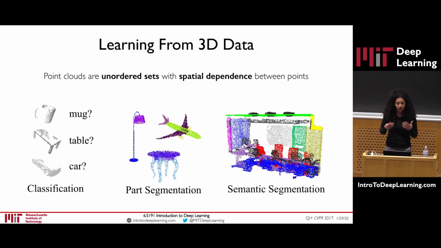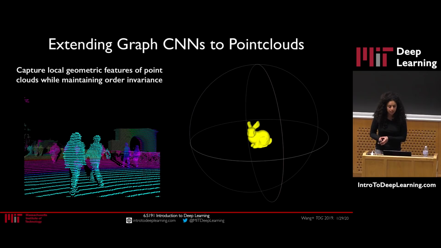Okay, and another class of data that we may encounter is not 2D data, but rather 3D sets of points. This is often referred to as a point cloud. It's basically just this unordered cloud of points where there is some spatial dependence, and it represents the depth and our perception of the 3D world. And just like images, you can perform classification or segmentation on this 3D point data.